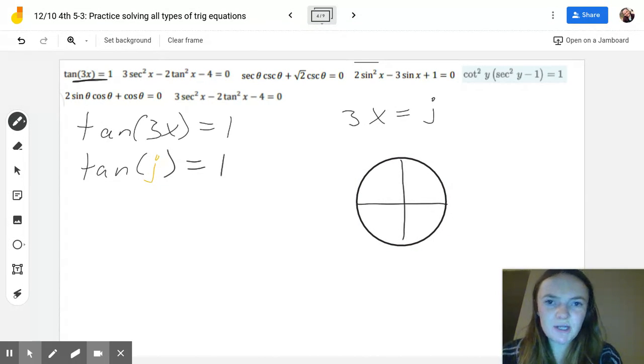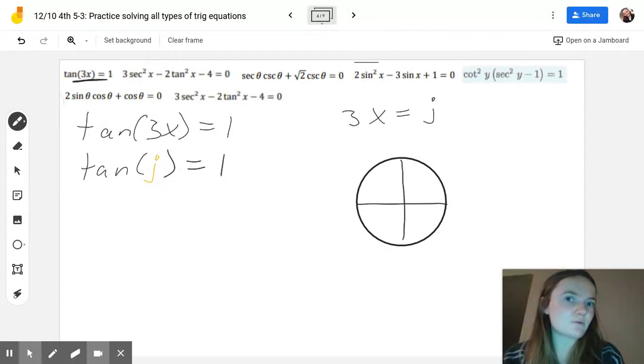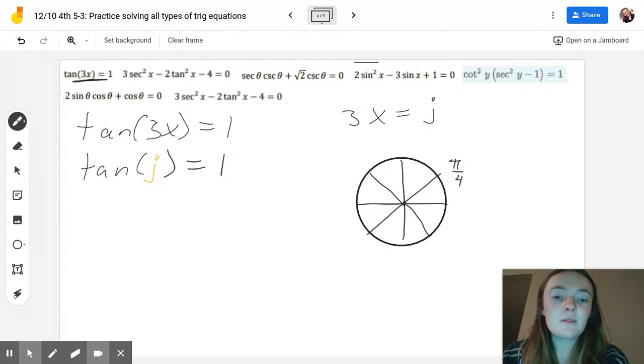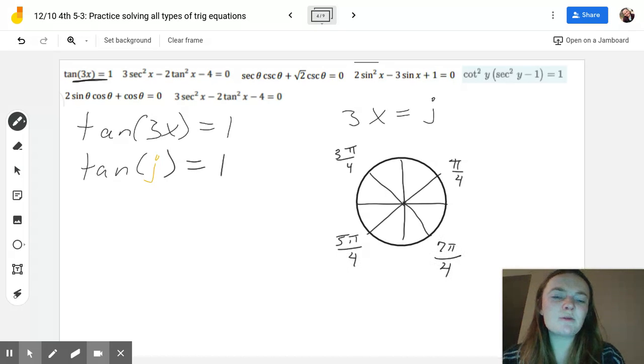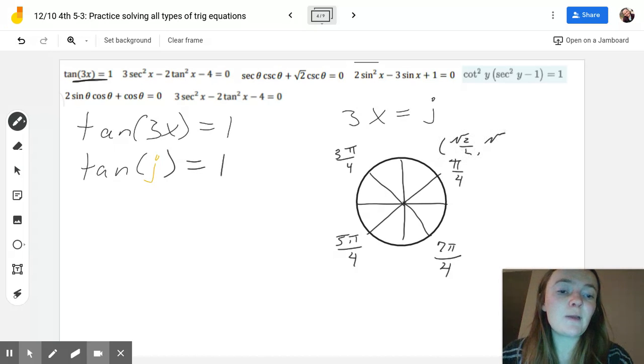If you remember that cute little trick that we learned, anytime tangent or cotangent equals -1 or +1, your value is always going to be over 4. So let's take a look at all of the pi values that are over 4. There's pi over 4, 3 pi over 4, 5 pi over 4, and 7 pi over 4. I just want to know which of these are going to give me +1. Well, pi over 4 is radical 2 over 2, comma radical 2 over 2. If I say tangent is y over x, y divided by x, that equals 1.